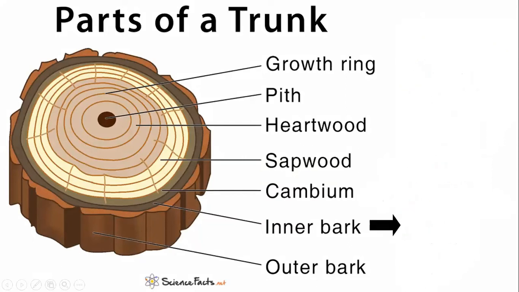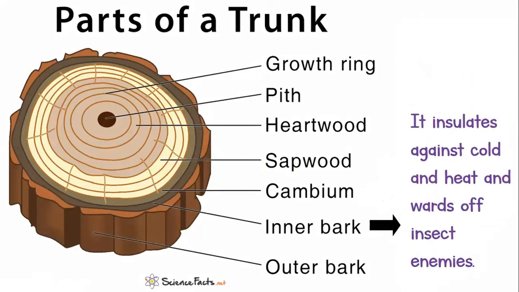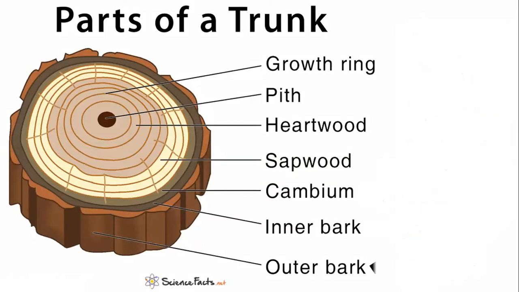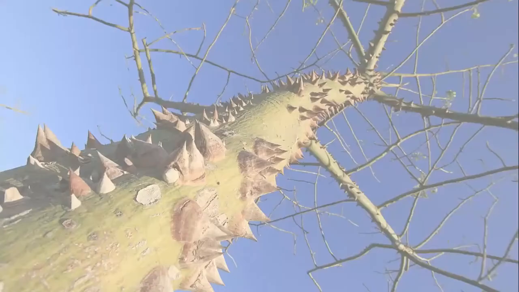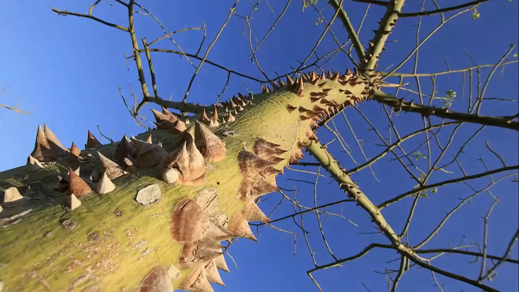We also have the inner bark, that insulates against cold and heat and wards off insect enemies, and the outer bark that serves as protection of the tree from the outside world. It is continually renewed from within. It helps keep out moisture in the rain and prevents the tree from losing moisture when the air is dry. Some trees have protective structures, such as the one shown in the picture.